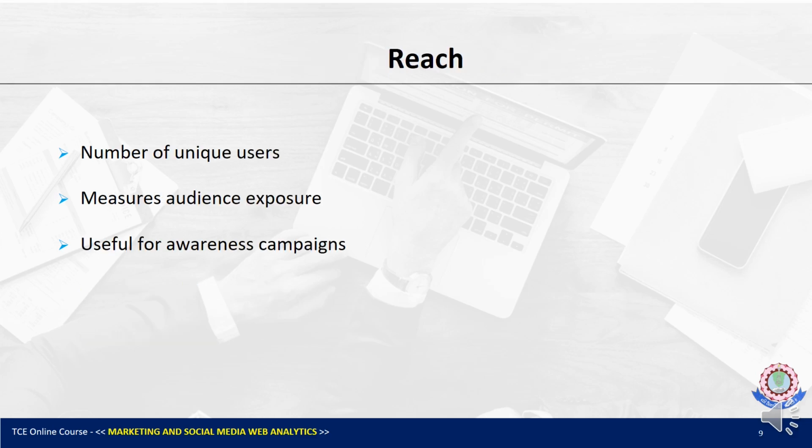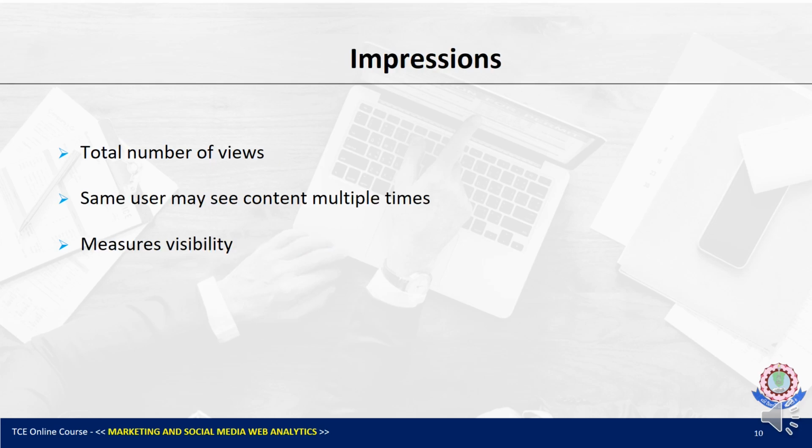First, reach. Reach refers to the number of unique users who saw your content. If 1000 different people saw your post, your reach is 1000. Reach is especially used for brand awareness campaigns. It tells us how many people we exposed our message to. Next, impressions.